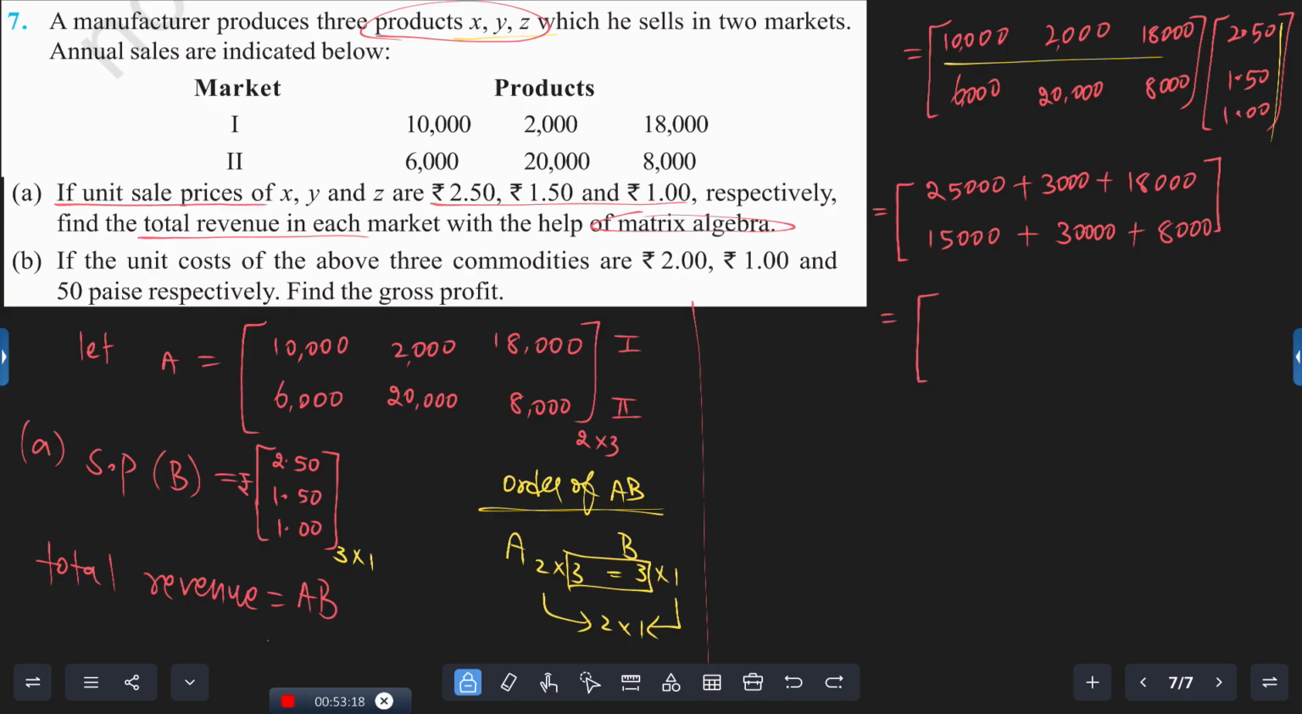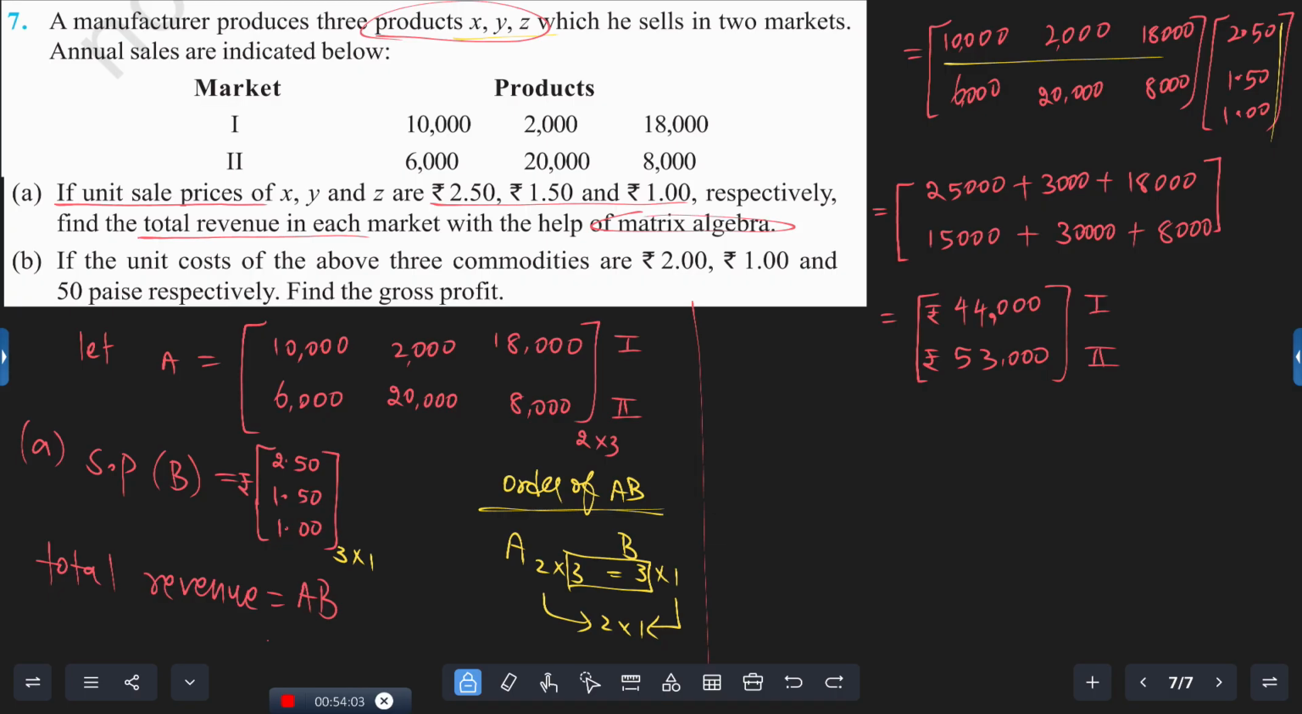Now add everything. When you add 25,000, 18,000, and 3,000, you will be getting 46,000. Same manner here, 15,000, 30,000, 8,000. When you add everything, you are getting 53,000. So the first one is the first market, second one is the second. This is in rupees. Market number 1 annual amount 46,000. Market number 2 annual amount 53,000 is coming.